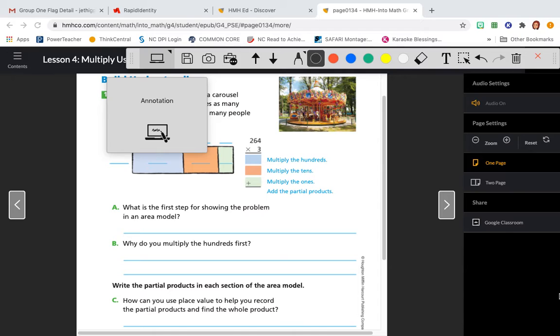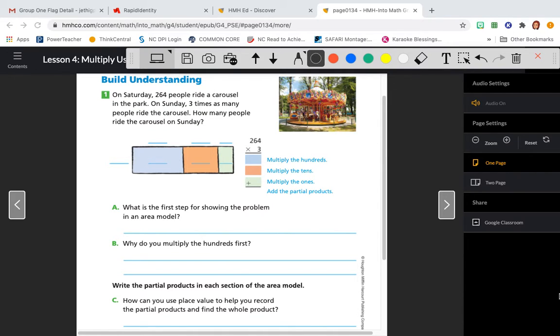All right, for build understanding. On Saturday, 264 people ride a carousel in the park. On Sunday, 3 times as many people ride the carousel. How many people ride the carousel on Sunday? So you can see here in our paper that they already have the area model for us. So this is our area model. And then they also have our equation started for us. So we just really need to fill things in.